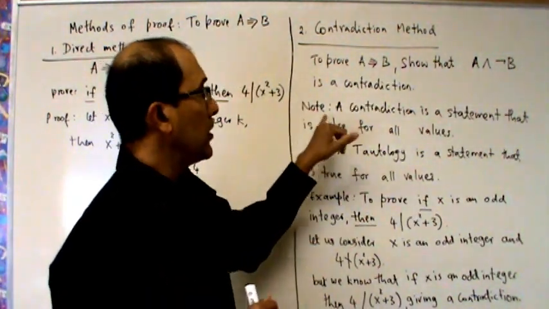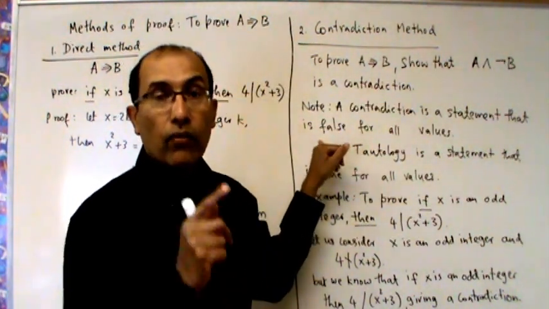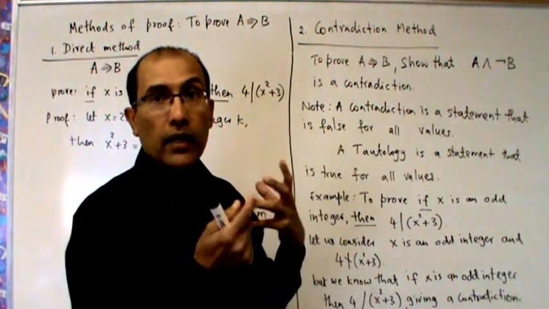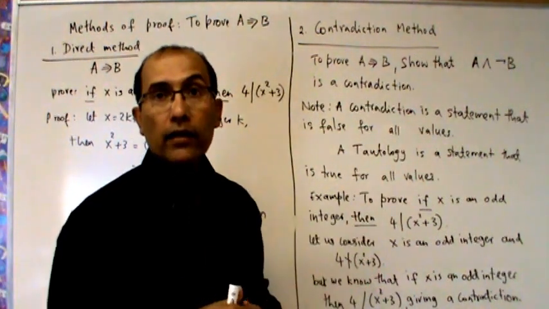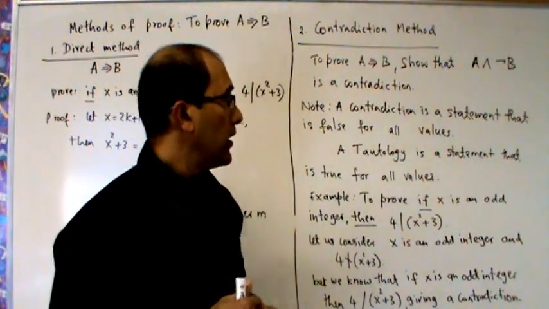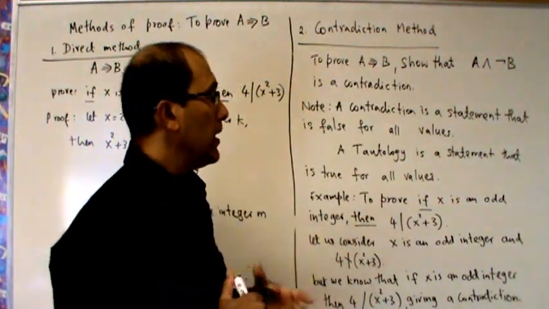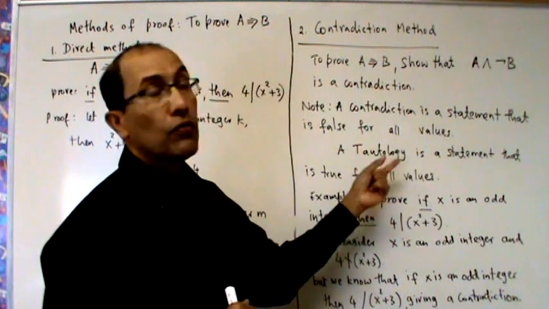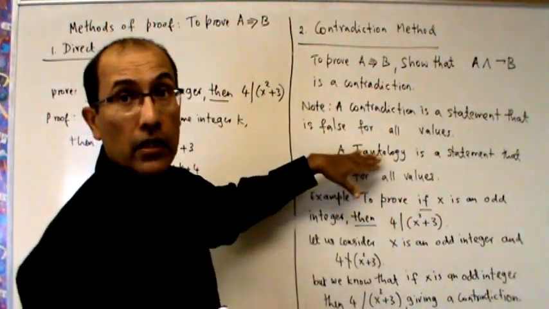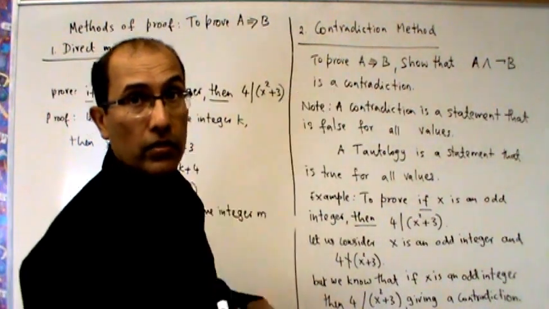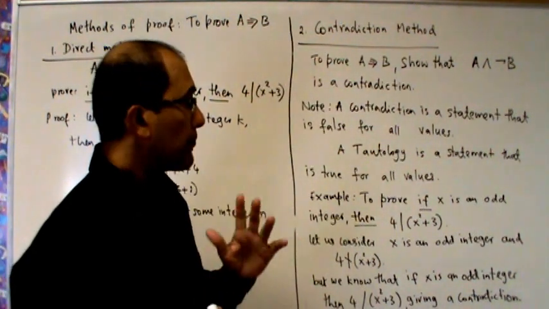So what is a contradiction? A contradiction is a statement that is false for all values. So whatever the truth values of A and B, that statement will always return false. And of course I would also like to define what a tautology is. A tautology is a statement that is true for all values. So the negation of a contradiction is a tautology, and the negation of a tautology is a contradiction. This is true for all values, this is false for all values.